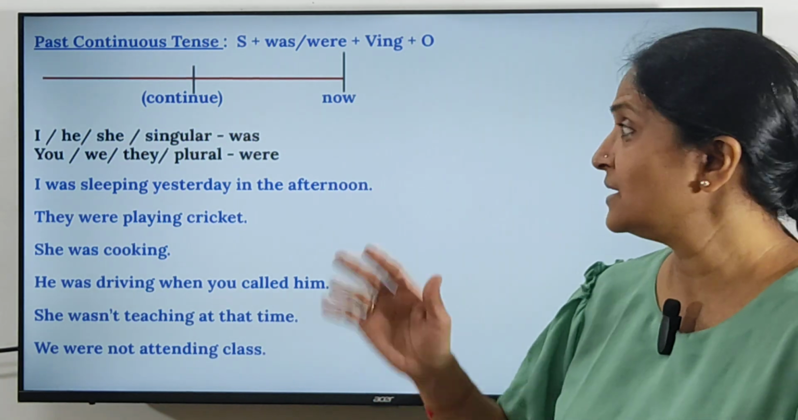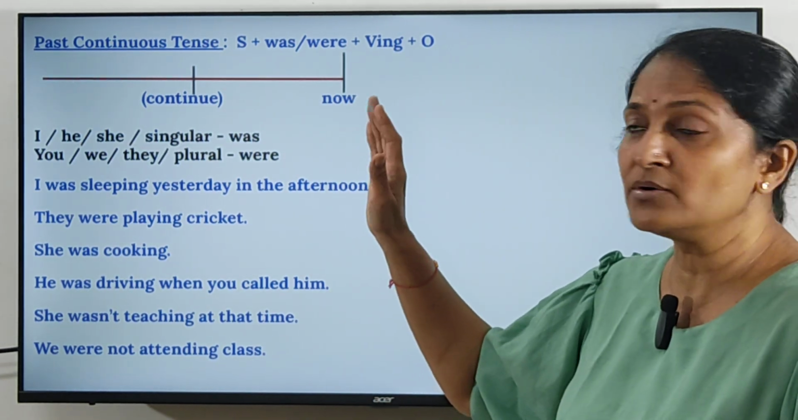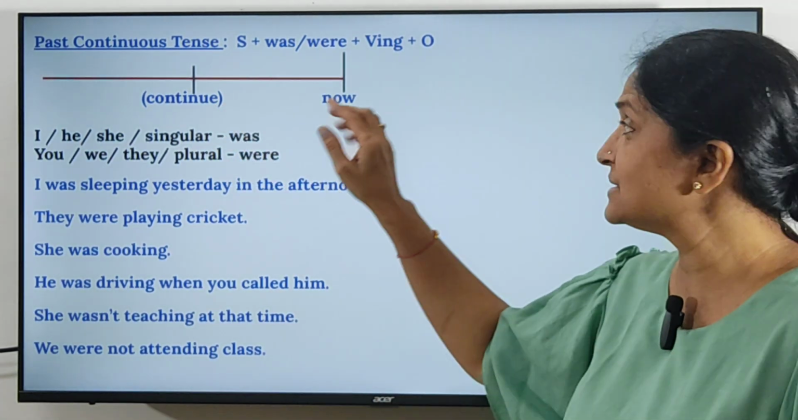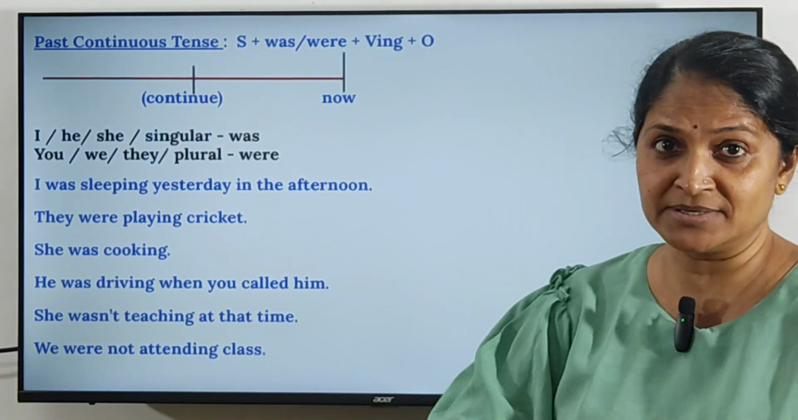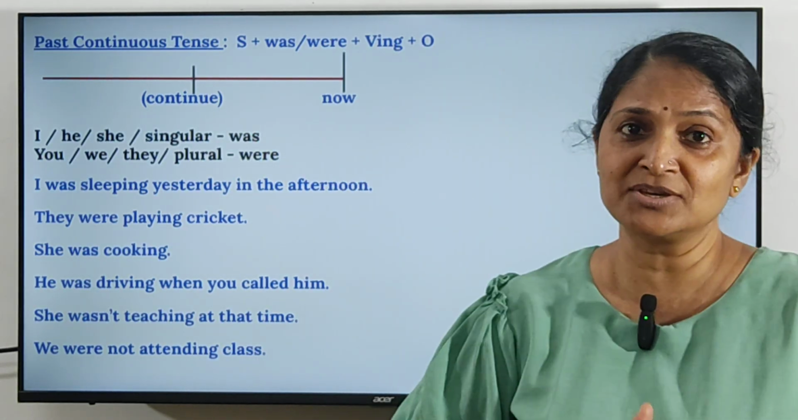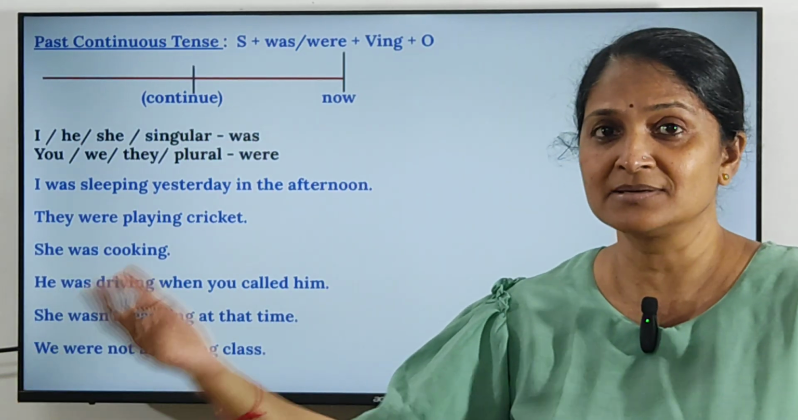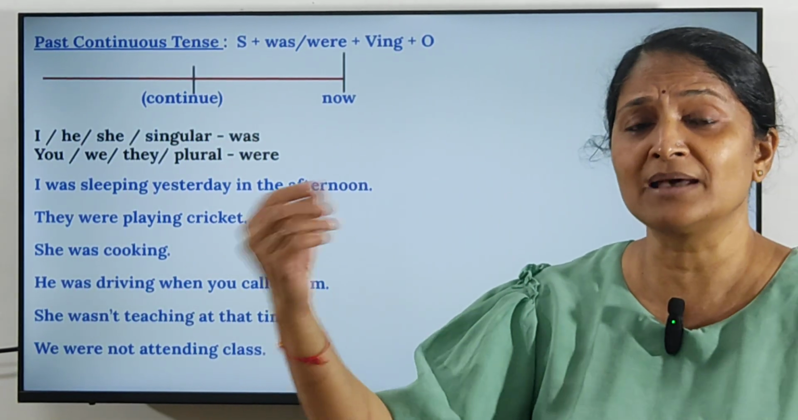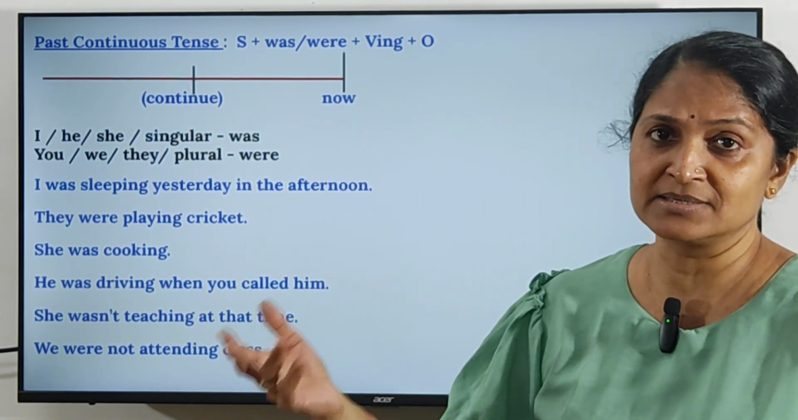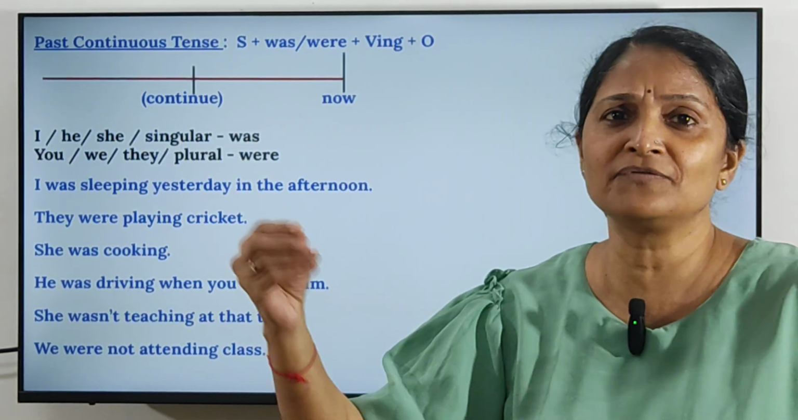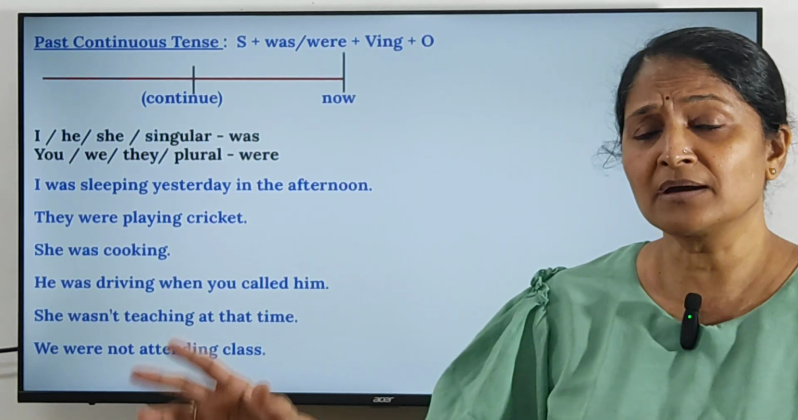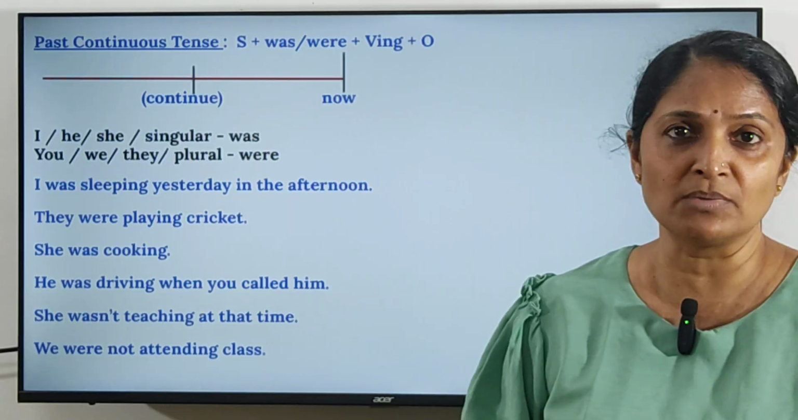Now, when do we use it? Look at this timeline. This is this point of time, now, at present. Now we are talking about an action that was continuing at some point of time in the past. भूतकाल में कुछ हो रहा था. That is past continuous tense. At some point of time in the past, that action was continuing and you are giving information about that.